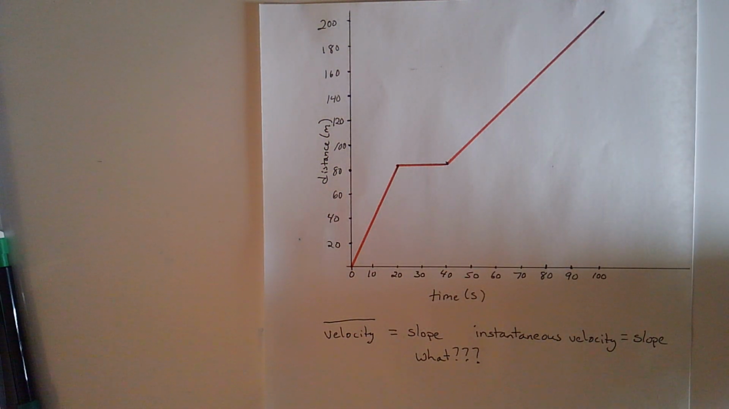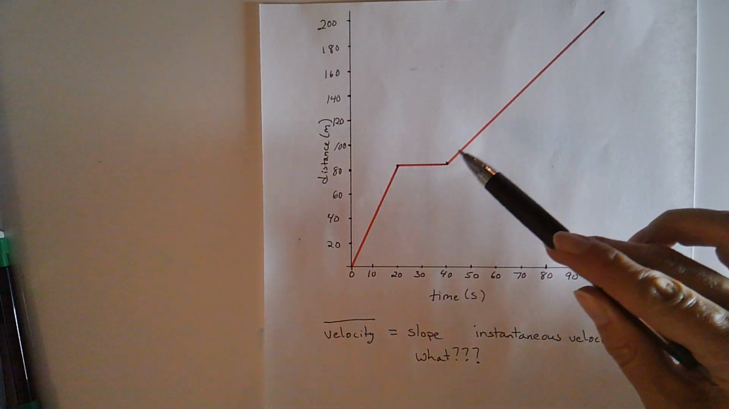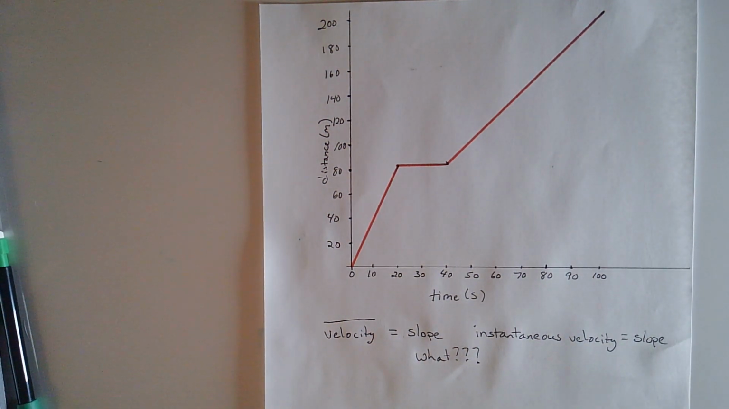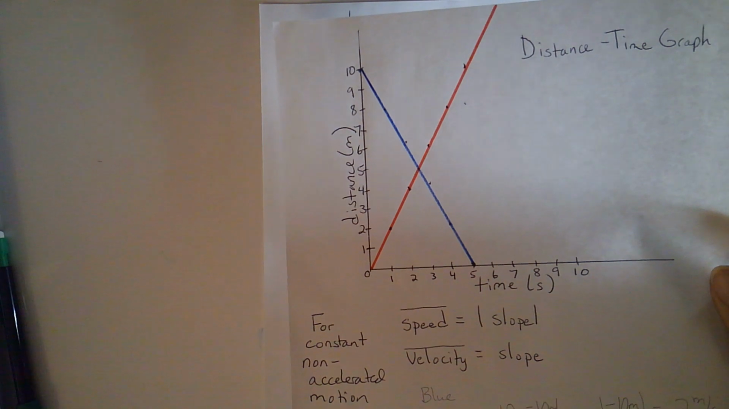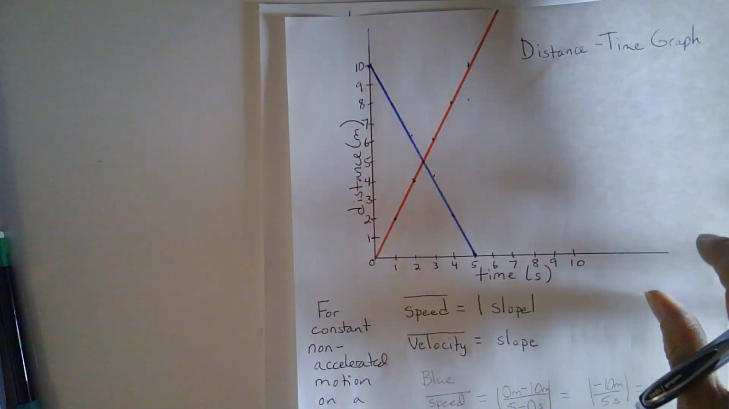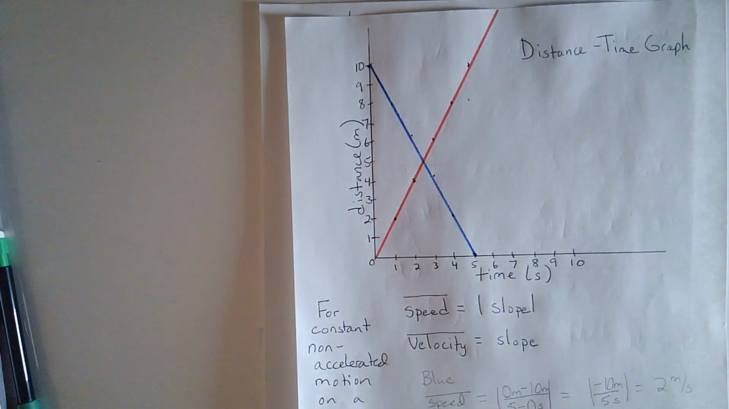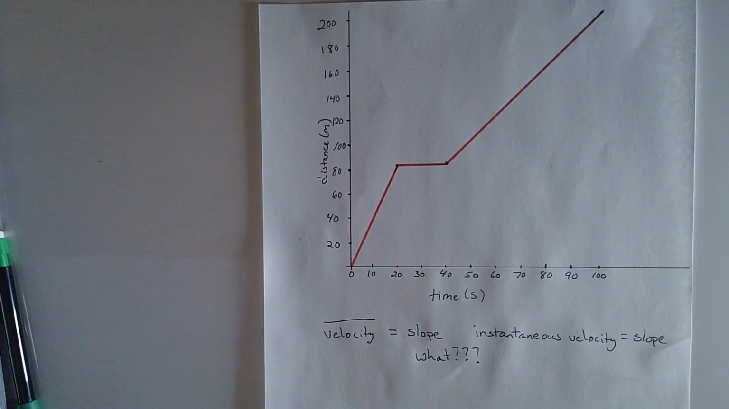If it was one nice smooth line like we looked at before, then we would have the slope equal to the average velocity. Okay, so if we were looking at something like this, where it's just one nice straight line, average velocity, slope, no problem. When we start looking at something like this, this graph has a lot happening.